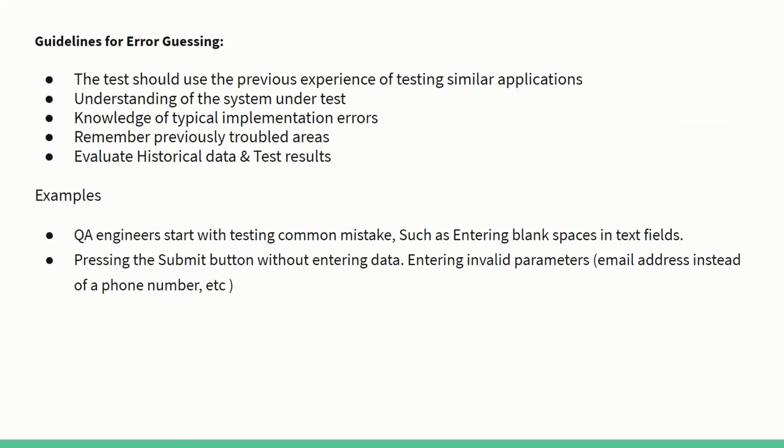These are the guidelines for the error guessing technique. The tester should use previous experience of testing similar applications, understand the system under test, have knowledge of typical implementation errors, remember previously troubled areas, and evaluate historical data and test results. As an example, we can take entering blank spaces in a text field, what happens when pressing the submit button without entering data, or entering invalid parameters. We can take this example for error guessing.